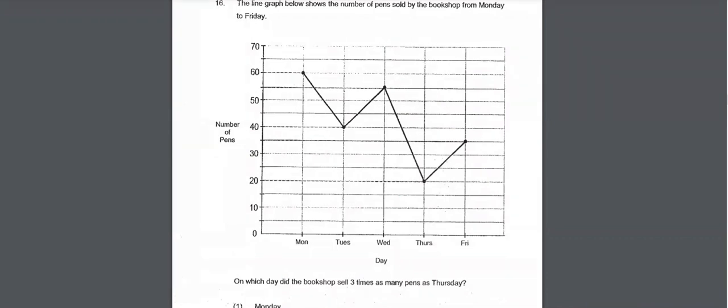But like I said, it is very, very important for you to analyze each graph. So no matter what kind of graph comes out in the exam, just analyze, analyze, and analyze. Even though they are different, they are actually almost the same. Okay, because they both have the x-axis and y-axis to guide you along to let you know what the number represents. So question 16 says the line graph below shows the number of pens sold by the bookshop from Monday to Friday.